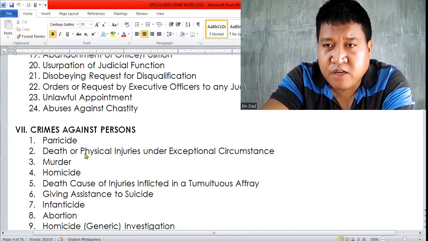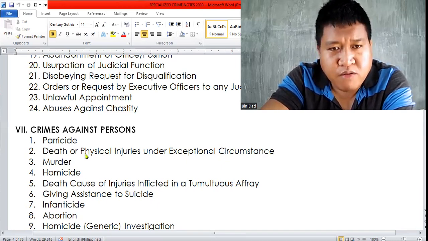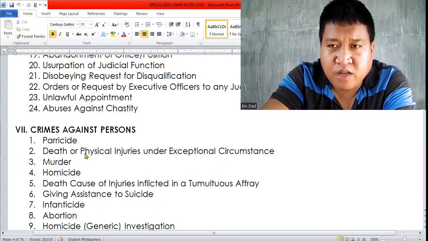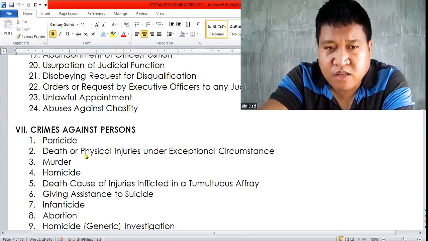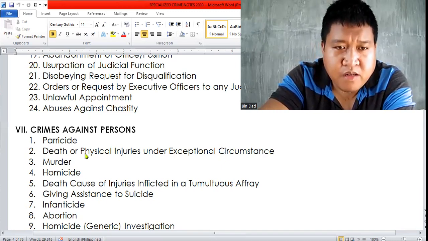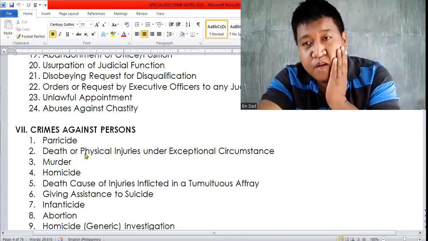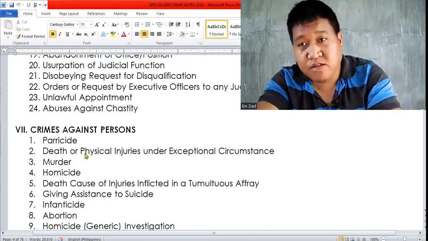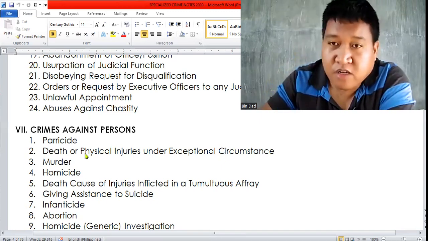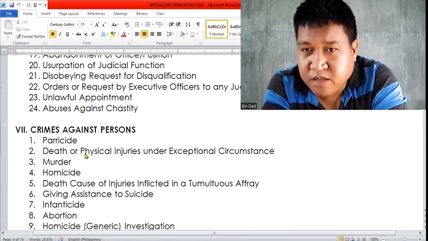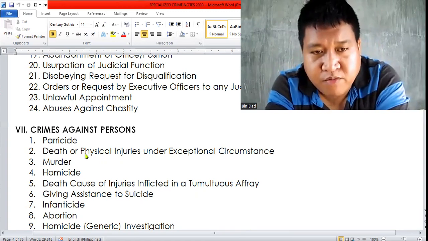That's why, for example, if you catch your spouse actually having sexual intercourse with another person who is not his or her husband or wife, then you can kill them both. And the law says they will not imprison you. They will just give you destierro, removing you from the place of the incident to avoid revenge from the victim's family.